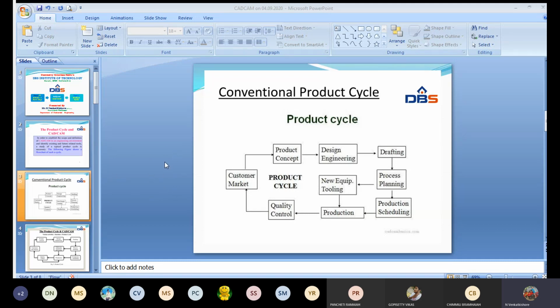So based on the recommendations of the customer, we in the company will develop an idea. Based on that idea, we develop design engineering. Then design engineering goes for drafting. That is, after the finalization of the concept and the designing, we go for drafting. Then after drafting or the design activity, we go for manufacturing.